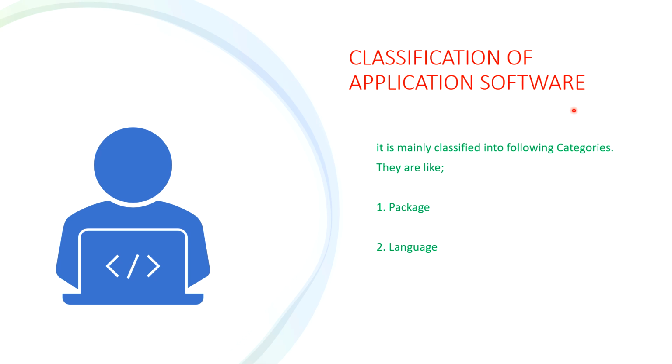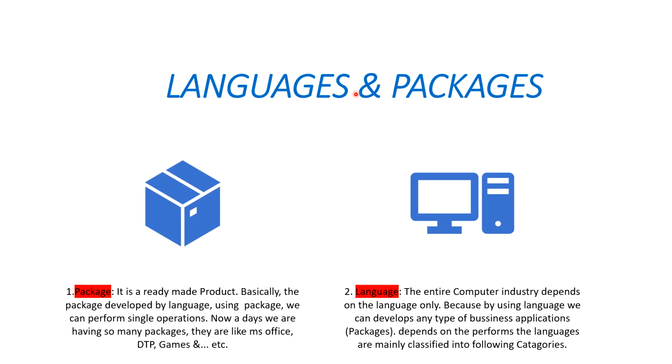Classification of application software. It is mainly classified into the following categories: packages and languages. Package means it is a ready-made product.